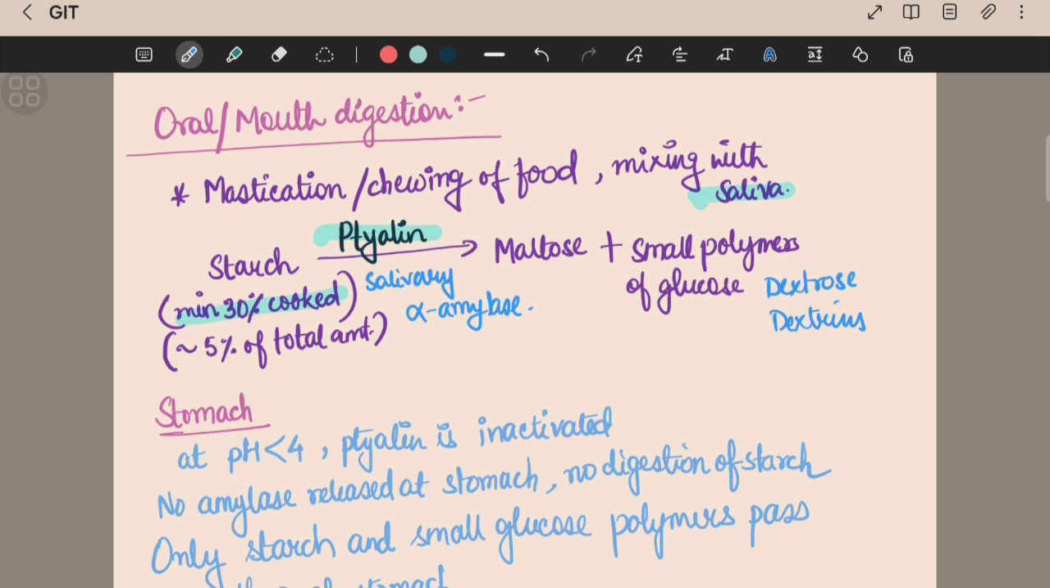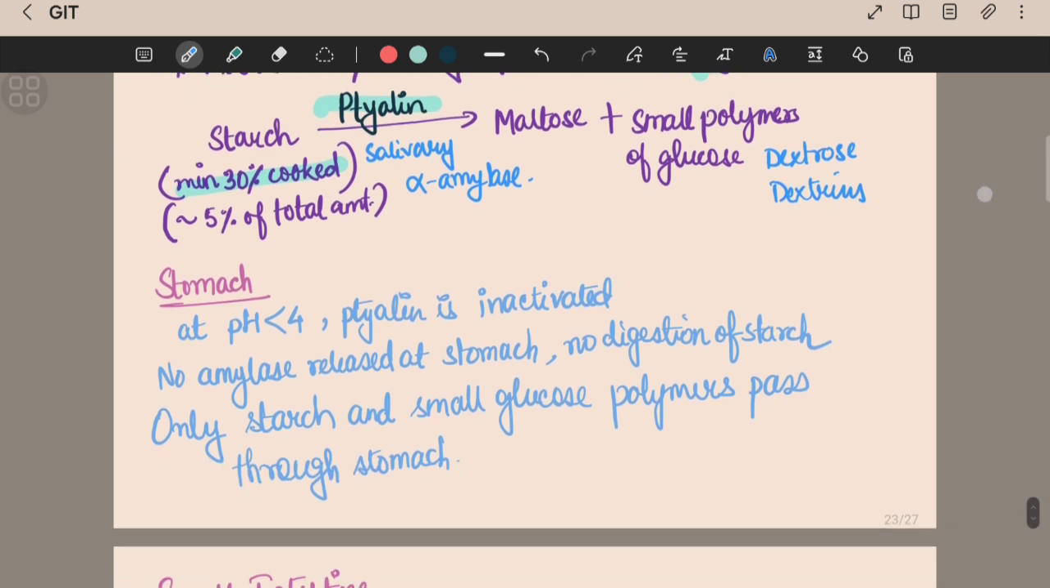In the esophagus, as we have already studied, there is no digestion. There is no secretion of any digestive juice, but the digestion continues for that time interval, till the food bolus reaches the lower esophageal sphincter into the stomach. Remember this. And when it reaches the stomach, at a pH less than 4, of course tialine will get inactivated.